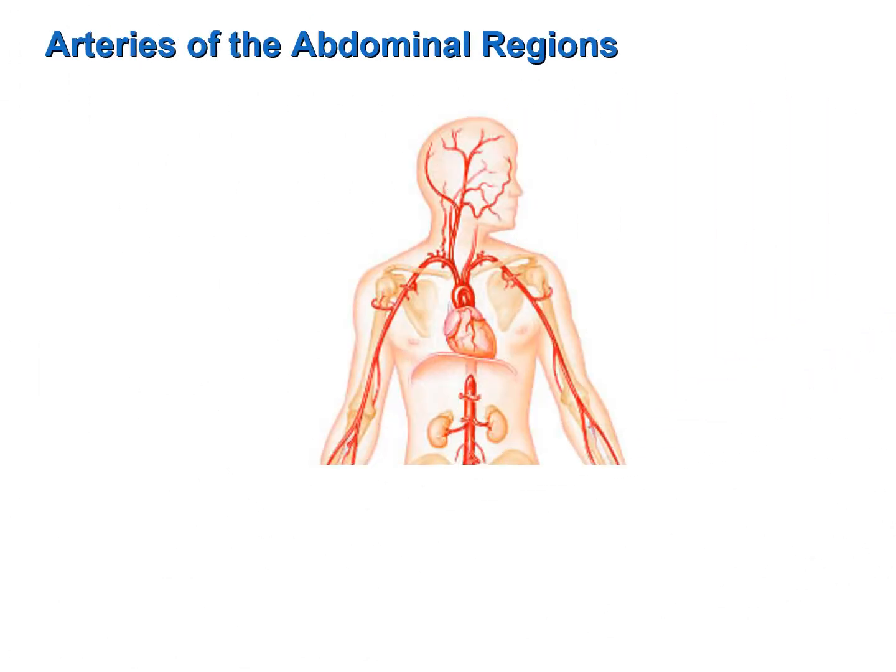Now we're ready to study the arteries of the abdominal region. So again, we're going to start at the aorta, or the aortic arch rather, which then descends through the thoracic cavity as the thoracic aorta. It passes through the diaphragm into the abdominal region where it becomes the abdominal aorta. And then there are several arteries that extend from the abdominal aorta that you're responsible for knowing.